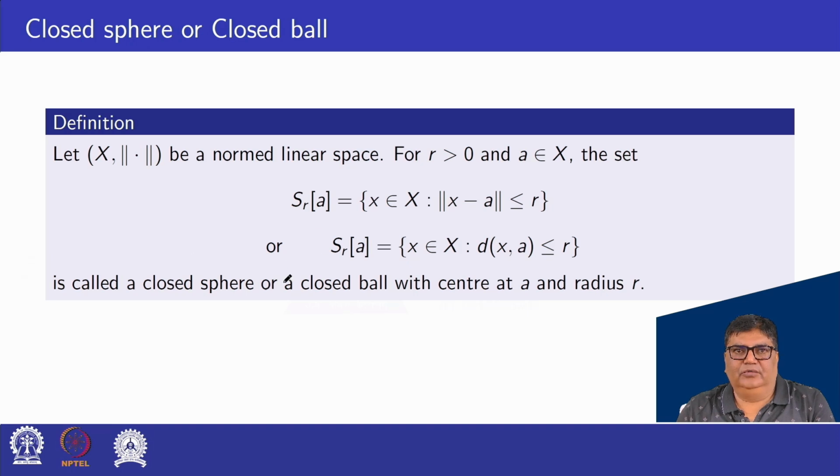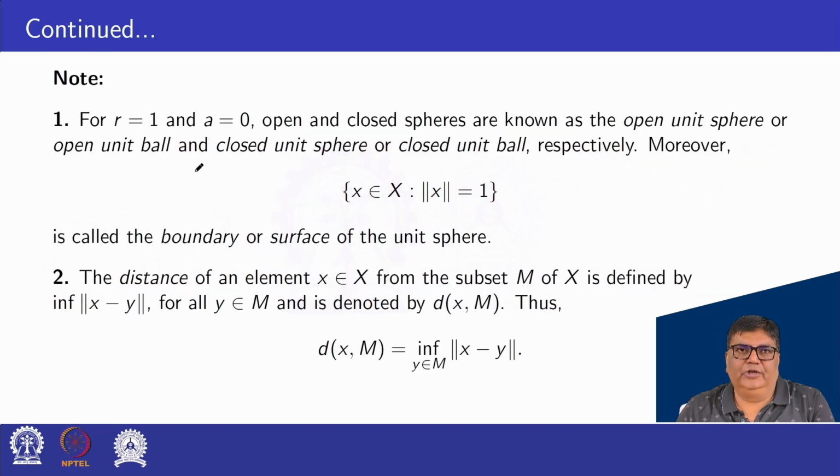Then the closed sphere or closed ball can be defined as the set of x belonging to X such that d(x,a) is less than or equal to r, that is, norm of x minus a is less than or equal to r. Noting point, if r is equal to 1 and a is equal to 0, the open ball and closed sphere are known as the open unit sphere or open unit ball, and the closed unit sphere or closed unit ball respectively.